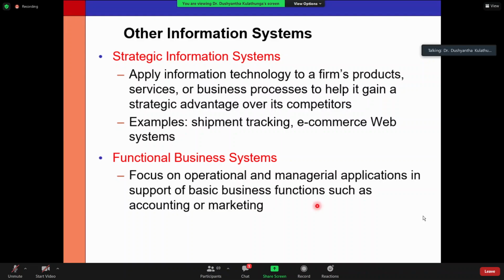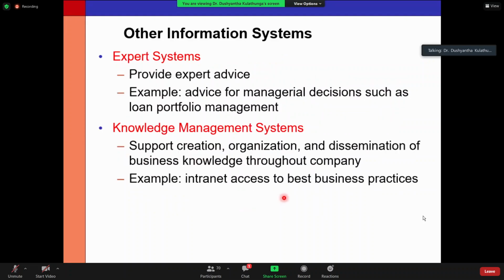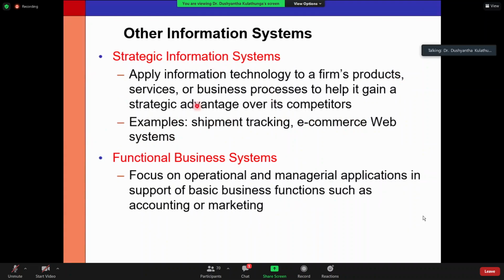Now, we have discussed 6 categories, 3 each under operation support systems and management support systems. Then we identified 4 specialized systems: expert systems, knowledge management systems, strategic information systems, and functional business systems. Now, is it clear before moving further? Altogether we have identified 10 systems.